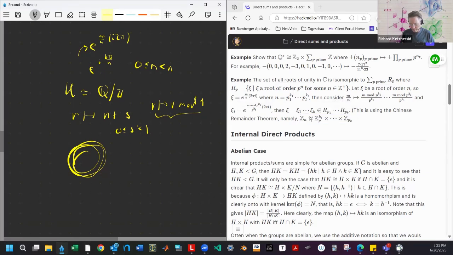That's because m is in Zn, and so m maps over here uniquely to what? Well, it maps to m mod p1, and again, this should be p1 to the k1. So this is not quite right, and this should be pl to the kl. So a little bit of typos right there.